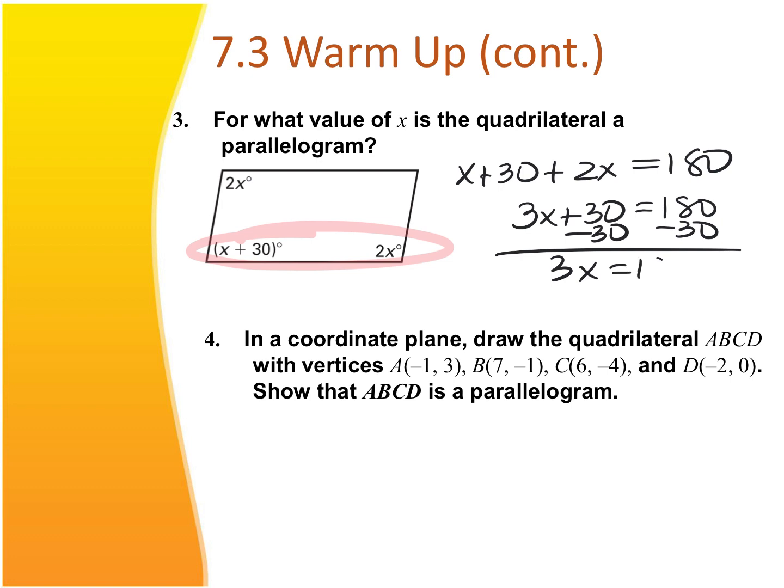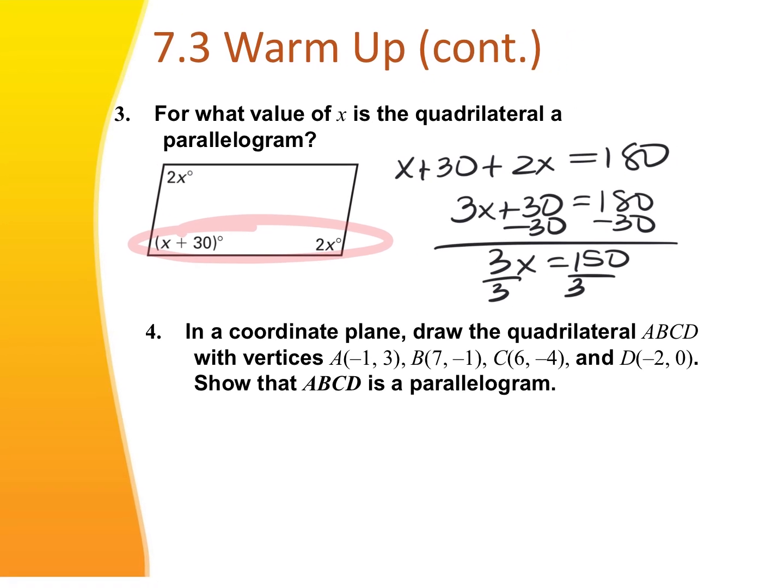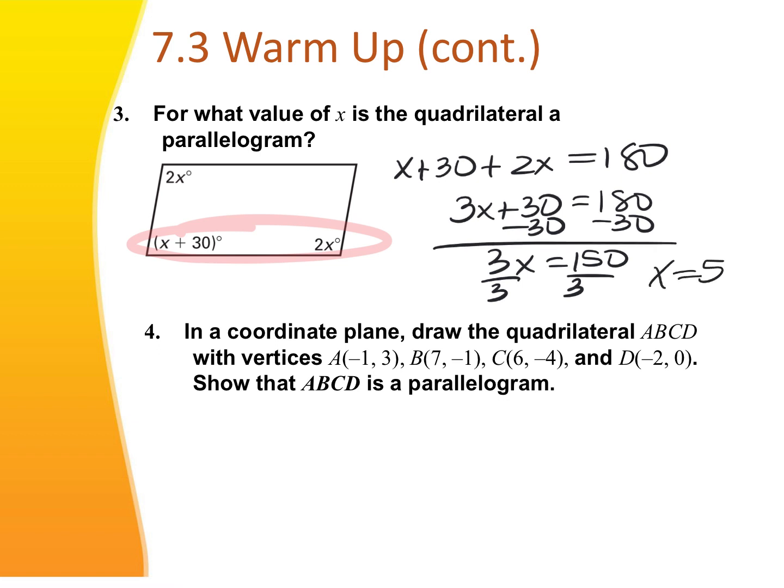3x equals 150. Divide by 3, and x equals 50, because same side interior or consecutive interior angles are always supplements. Now for the next one, they want us to show that these four ordered pairs will form a parallelogram.